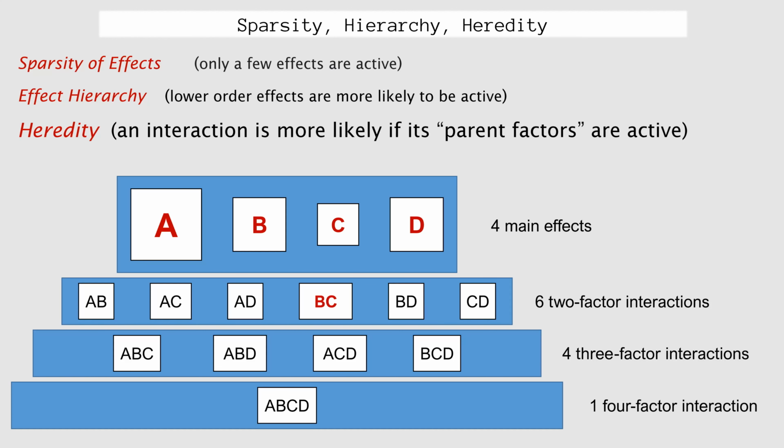The heredity principle states that an interaction is more likely if its parent factors are also significant. For example, if BC is under consideration, then it is more likely to be significant if one or both of its parent factors, B or C, are also significant. Where this is important is when using the fractional factorials, where effect aliasing occurs.